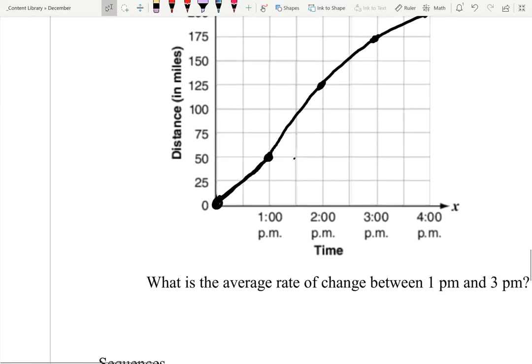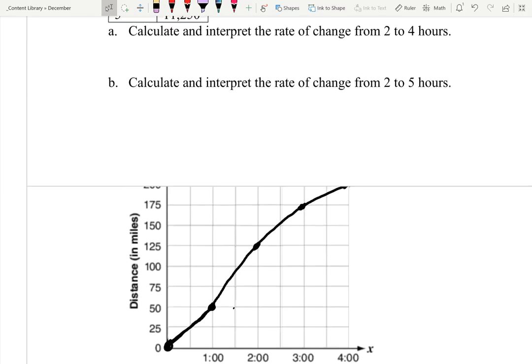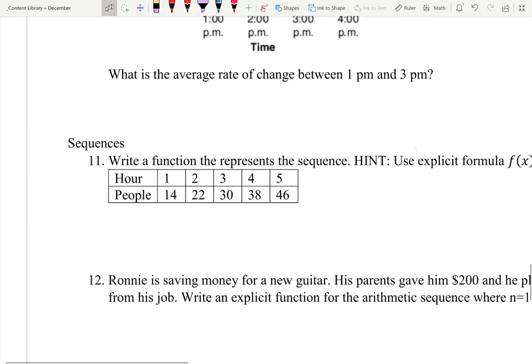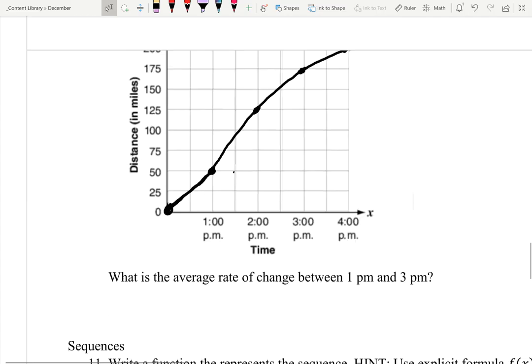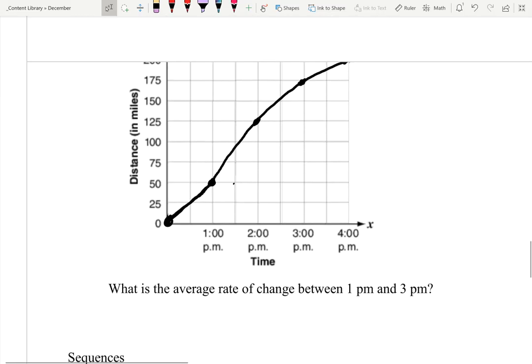What is the average rate of change between 1 and 3? Okay, very same question. Is this broken? Did I mess something up here? I don't know. Very same question, okay? But again, we're looking at the points at 1 p.m. and 3 p.m. Only those, right? So at 1 p.m. we have the point here, which is, we'll say 1 o'clock and 50, because that's about 50, right? So we have that point, and then the one at 3 p.m.